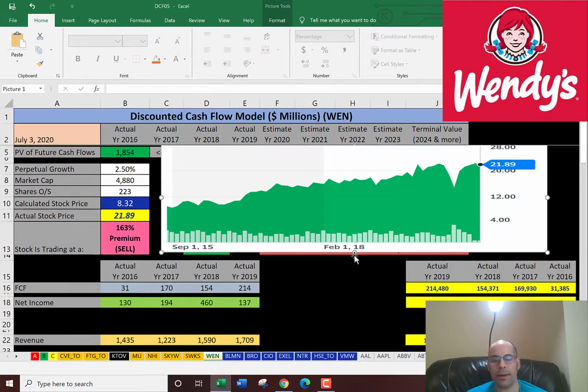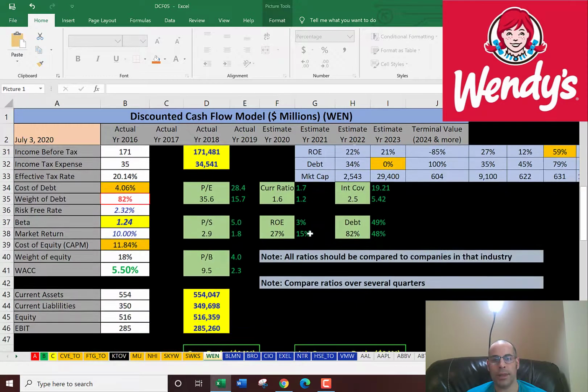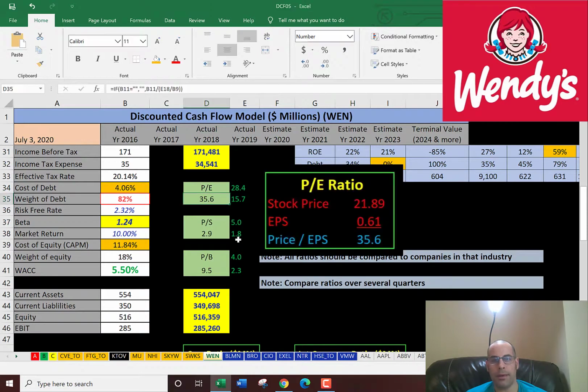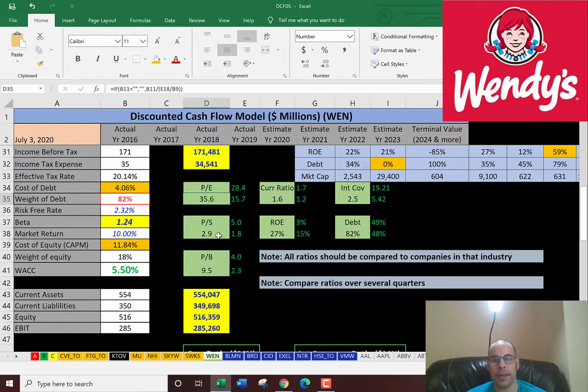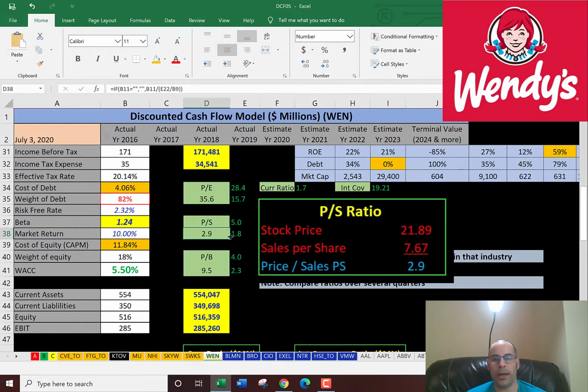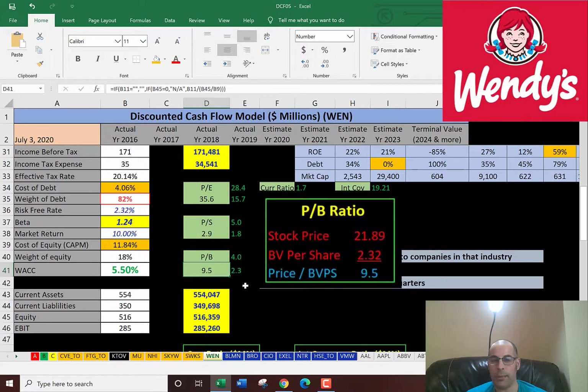Now let's look at their financial ratios. They have a poor PE of 35.6. That's price of stock over earnings per share. That means investors are willing to pay $35 for $1 of earnings. Price to sales is pretty good at 2.9. That's price of stock over sales per share. They have a pretty high price to book. It's not so great, 9.5. That's price of stock over book value per share.